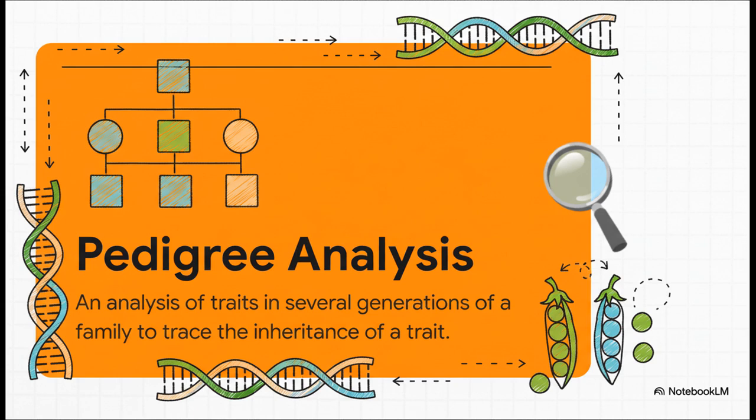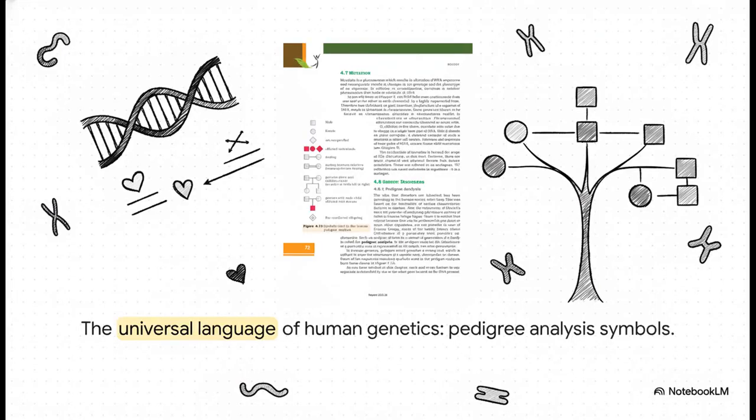So scientists use the next best thing, pedigree analysis. This is basically genetic detective work. You build a detailed family tree to watch how a specific trait or disorder moves through generations. It lets us see the patterns of inheritance play out in the real world. And this right here? This is our decoder ring for reading those genetic family trees.